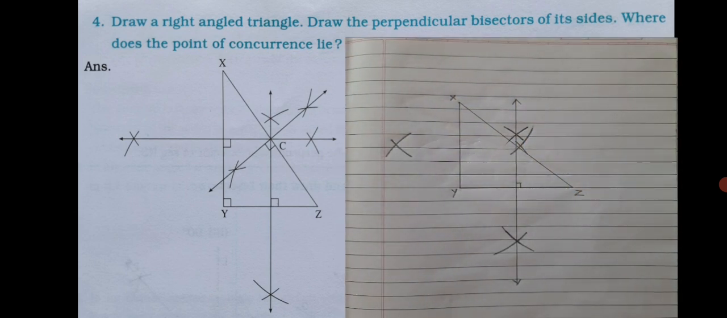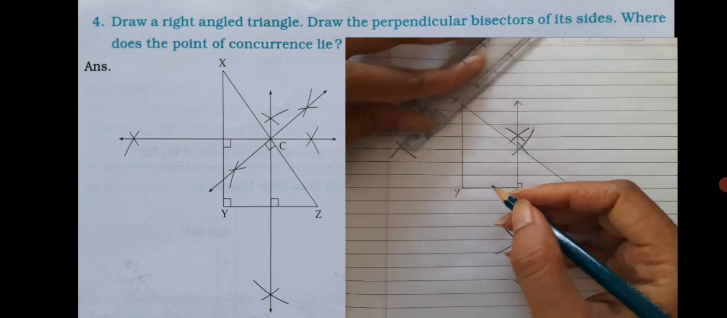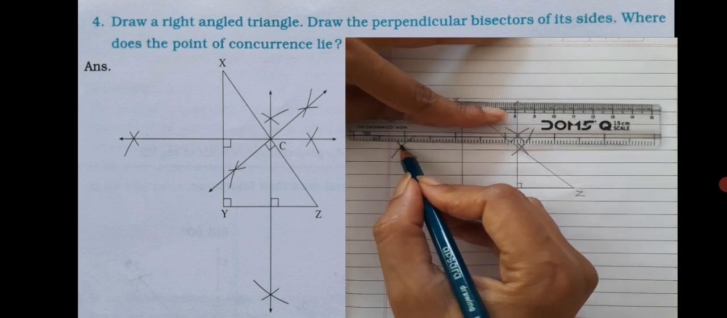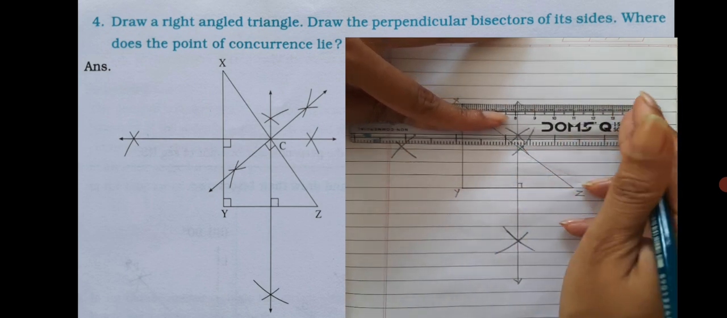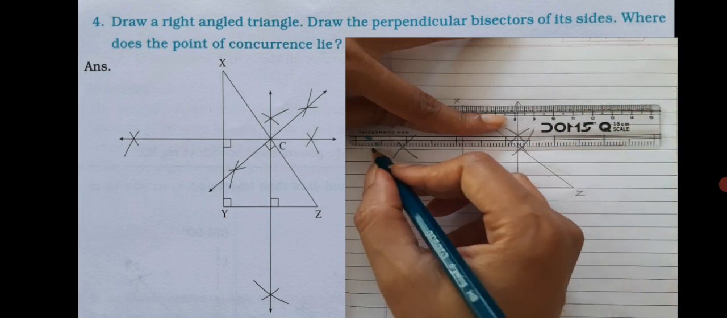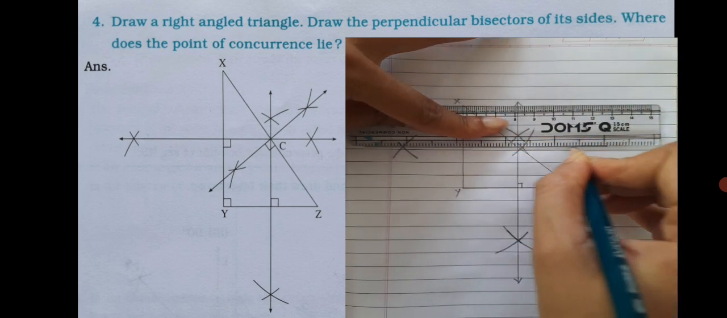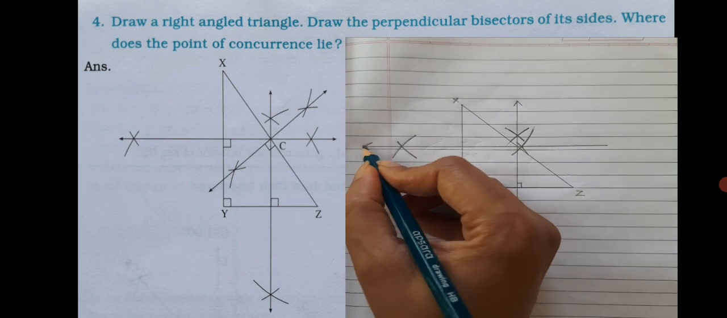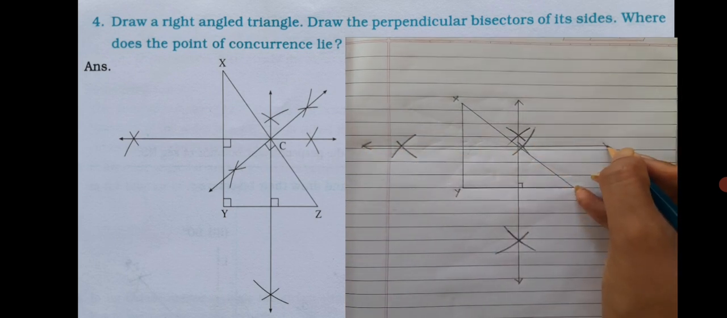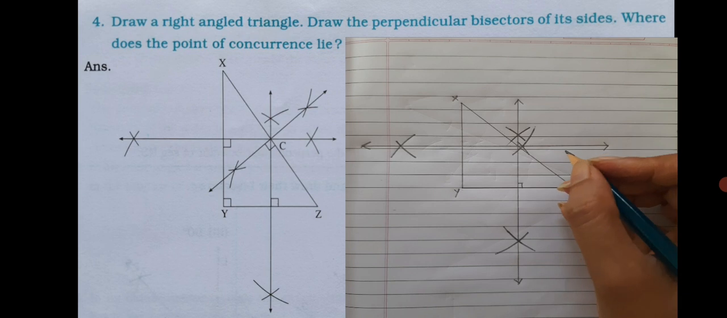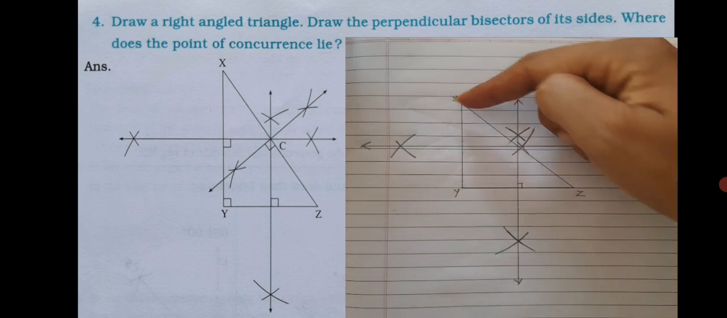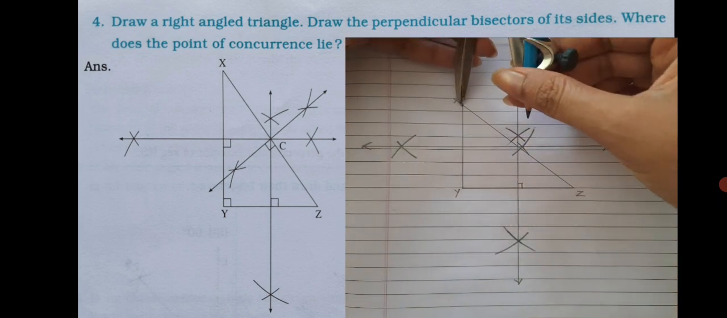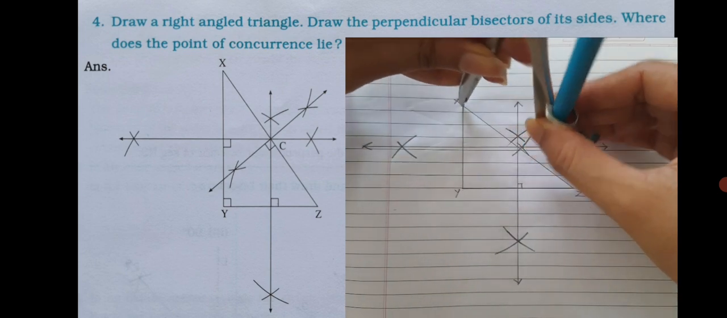Once the arcs intersect, you are going to join the points of intersection. So this point of intersection, you're going to join with this point of intersection. And this way you're going to draw the perpendicular bisector for seg XY. Now we got a perpendicular bisector for seg XY. Now the third side left is side XZ. So take the compass again and now we shall draw for segment XZ a perpendicular bisector.